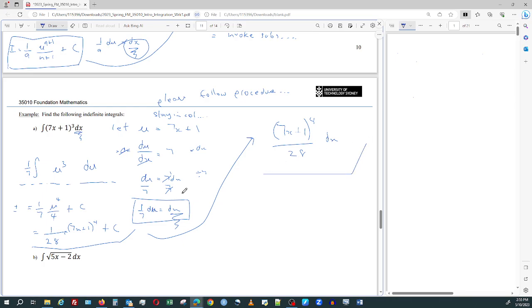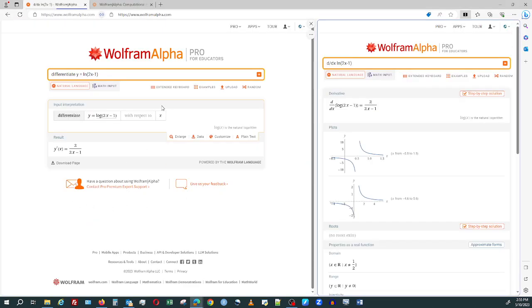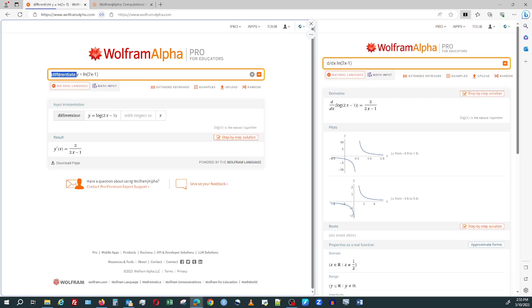Yes, you can. Okay, so let's have a look at technology. Does it do an integration as well? Integrate f of x. Let's do f of x equals bracket 7x plus 1 to the power 3 dx.